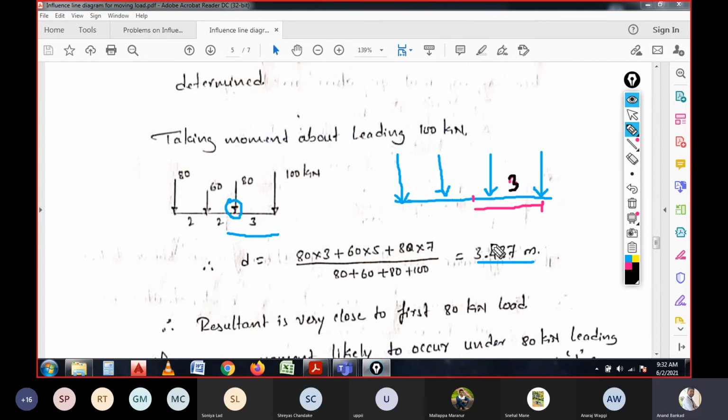But the remaining thing is 0.437, which is eccentrically acting for this 80 kilonewton load, right? So that means the distance of this one is 0.437. Are you getting?